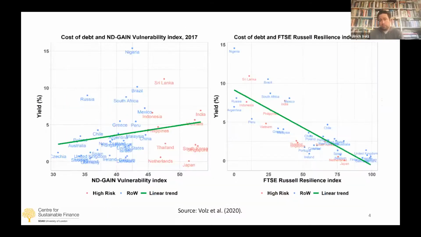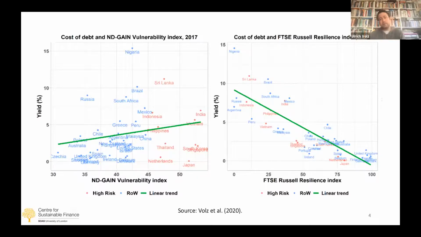And let me just show you 2 charts from that recent report. You have on the left-hand side sovereign bond yields plotted against a measure of climate vulnerability, where you can see a positive relationship. And on the right-hand side, you have, again, sovereign bond yields, as a measure of the cost of capital that governments have to pay, plotted against a measure of climate resilience, where you can see a negative relationship. So clearly, countries that are more resilient have to pay lower cost of capital.